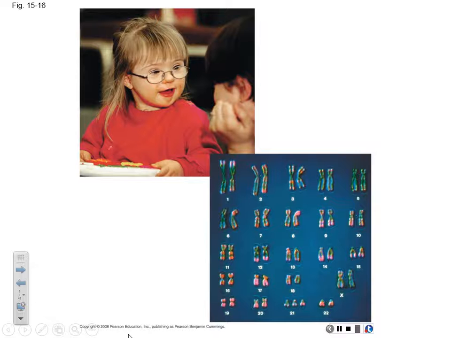So I flashed this picture up at you. Chromosomal alterations. One of the kinds of chromosomal alterations that we see in humans is this idea of aneuploidy. Aneuploidy means that there's a non-usual or non-normal number of a particular chromosome. So Down syndrome is aneuploidy, trisomy of chromosome 21. So that's an example of aneuploidy.